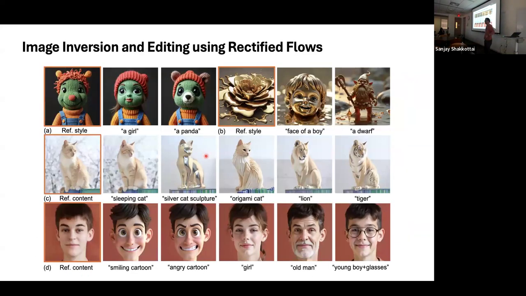Here are other examples of this pipeline in practice. I can give this as a reference content, flow back, give this caption, and it comes back here. Flow back, give this caption, gives this, and so on. So it's a method for editing these kinds of things.